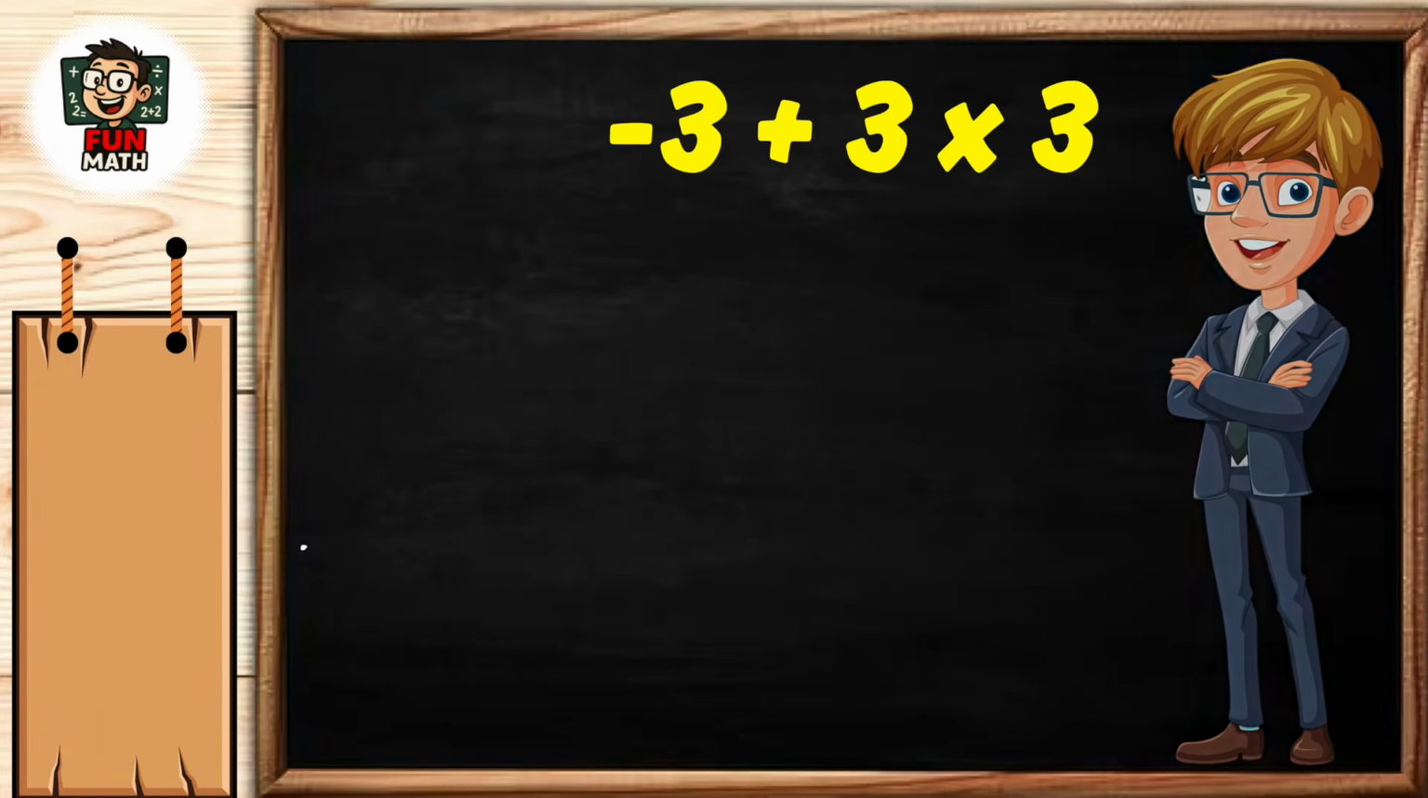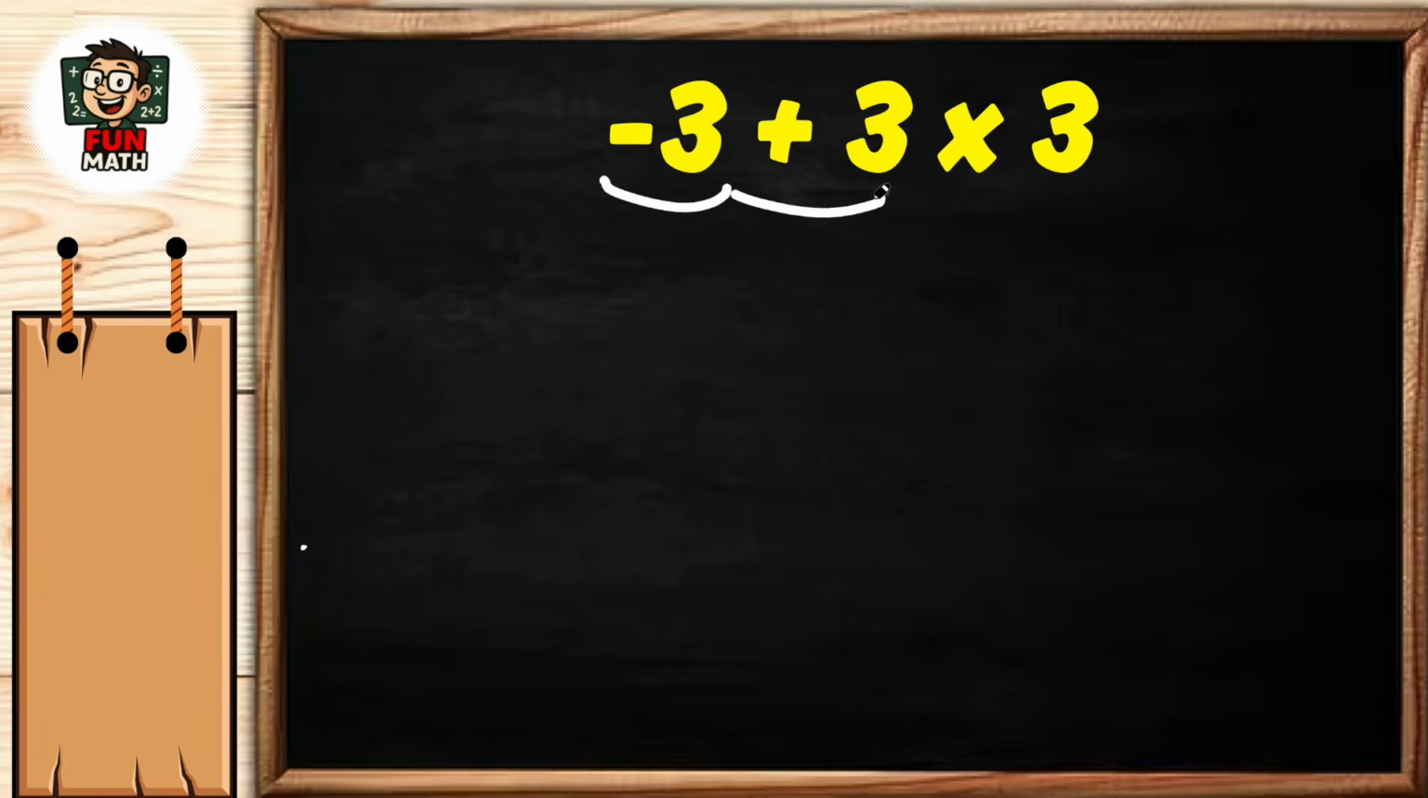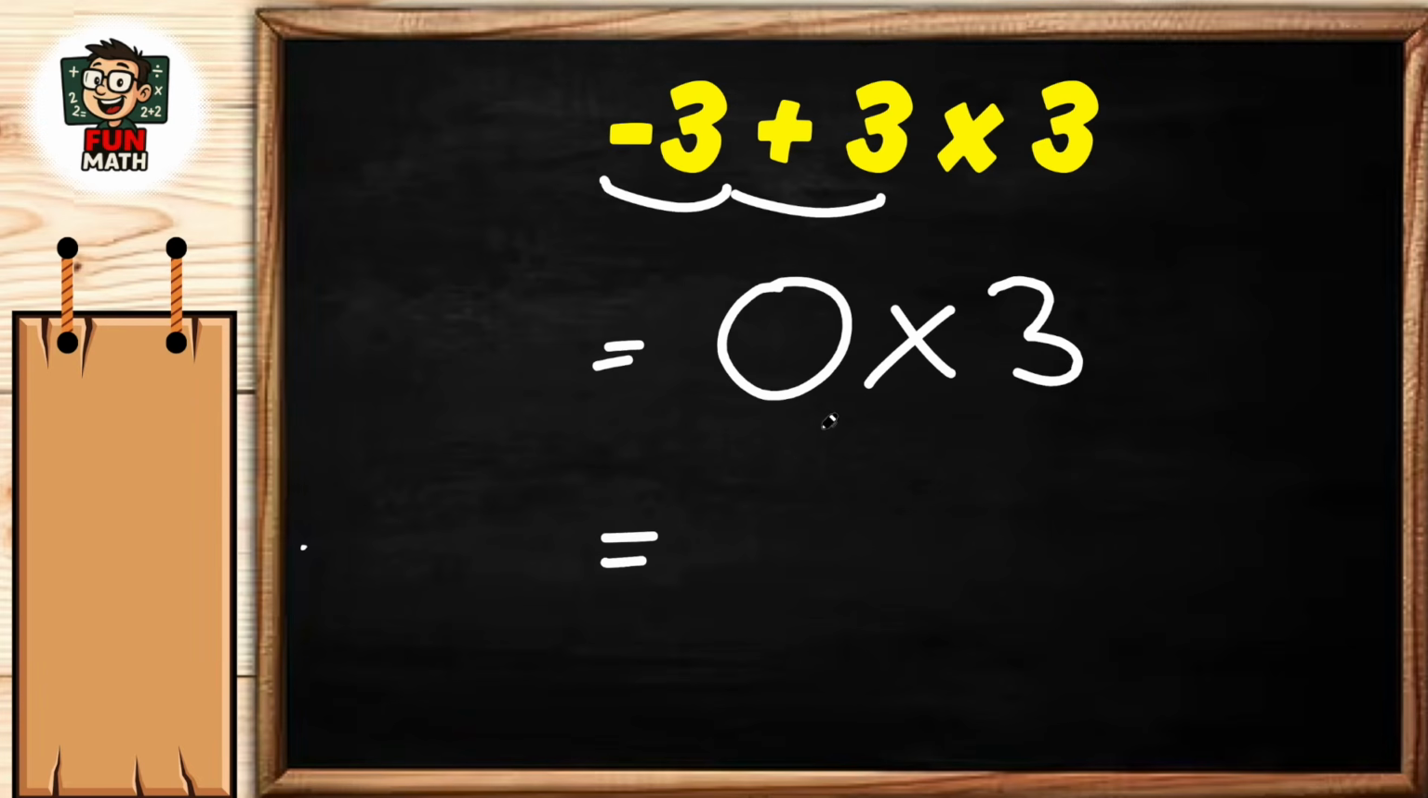Let's look at the solution. -3 and +3 equals 0. Now 0 times 3 equals 0. If you solve the question this way, you solved it incorrectly.